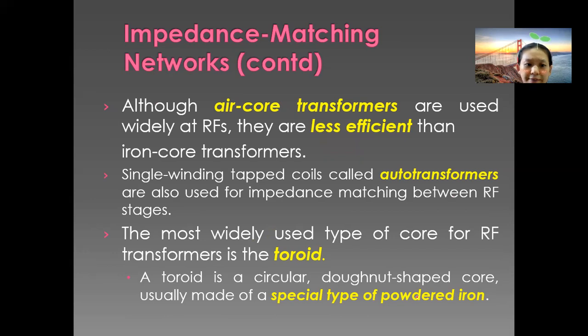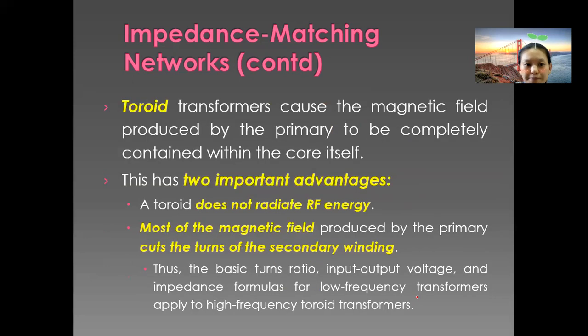Then we have another one: an air core transformer is widely used for RF and is less efficient than the iron core transformer. We also have another type, a single winding tap coil called an autotransformer, which is also used as an impedance matching network at the RF stage. And we have another one which is widely used, named the toroid. A toroid is a circle or donut shaped coil, usually made of a special type of powdered iron.